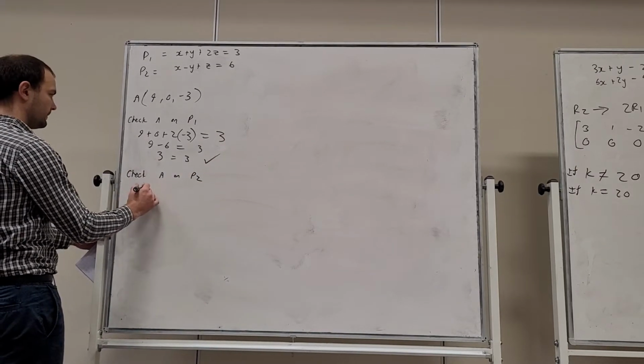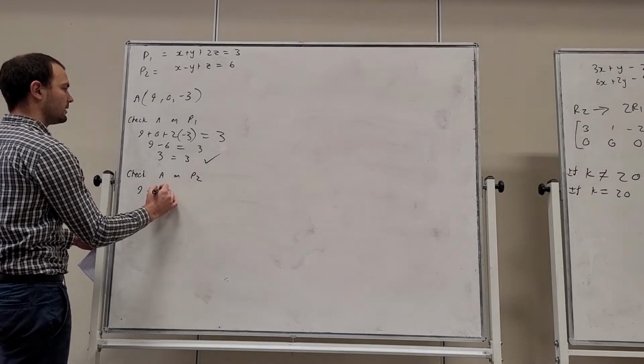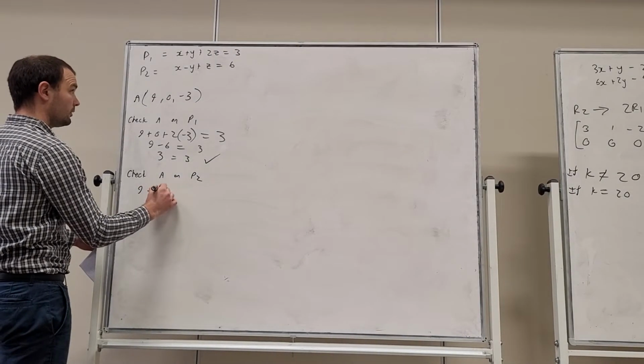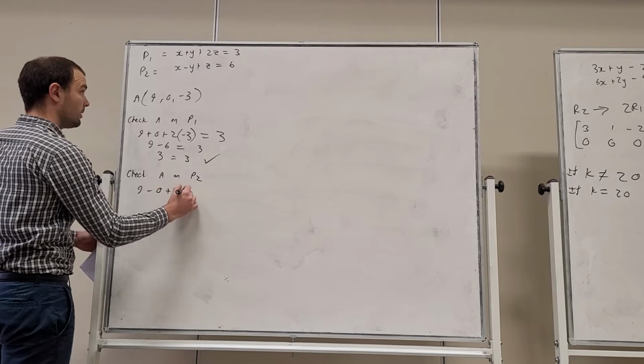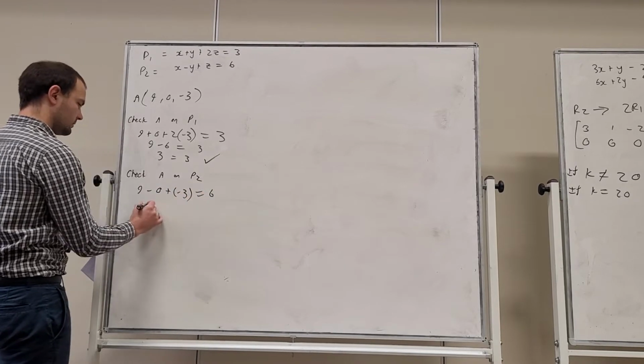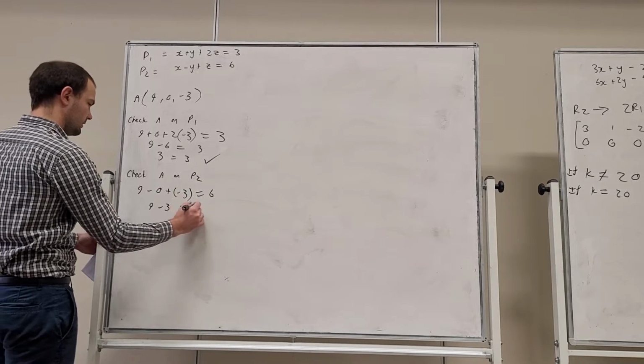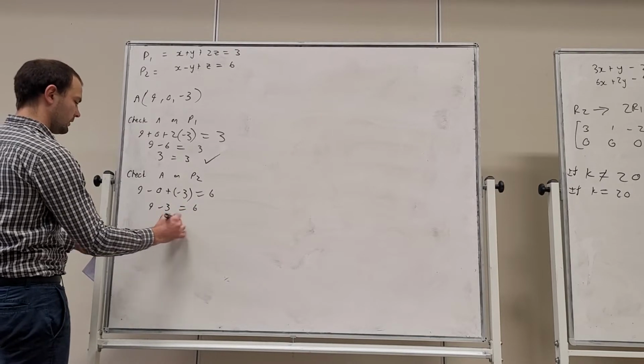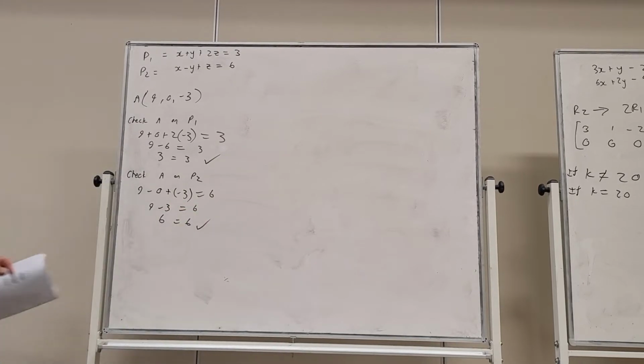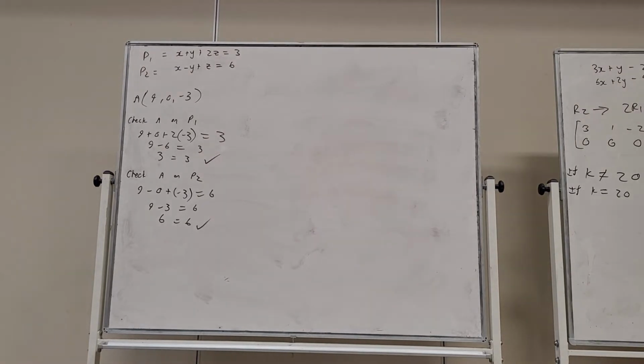So we're going to have 9 take 0 plus minus 3 equals 6. We're going to have 9 take 3, 6 equals 6. Therefore, yes, point A is on plane 2 as well.